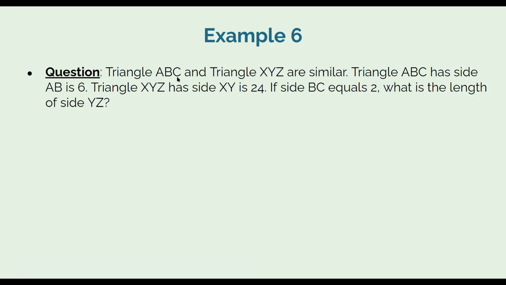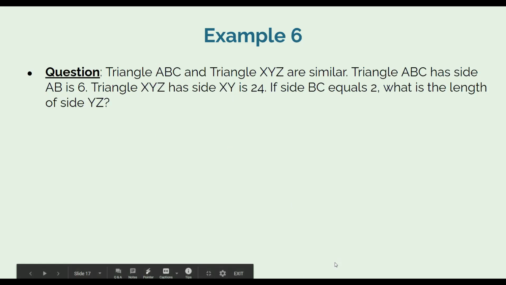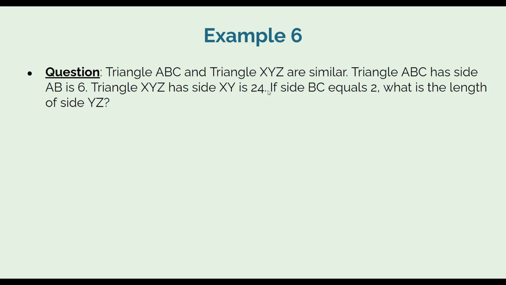We know that side BC corresponds to side YZ based on the order. We said before the order matters a lot, and BC is in the same order as YZ, since BC comes in the last 2 parts, and YZ also comes in the last 2 parts. So we know that BC corresponds to YZ. So that's how we know it's 8 as well.